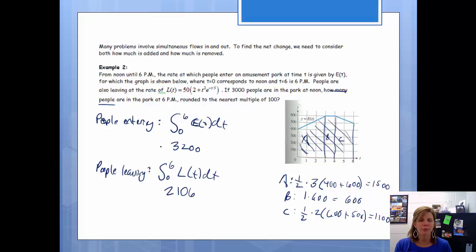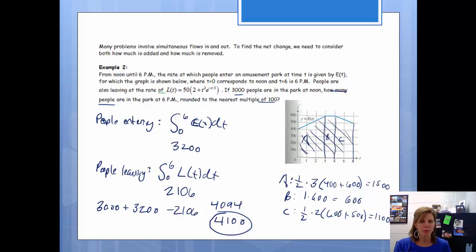So we have 3,200 people entering, we have 2,106 people leaving, and it says how many people are in the park at 6. Well, we need to consider that there were already 3,000 people there to start with. So we had 3,000 people to start with. We added 3,200 with the people entering. We subtract 2,106 from the people leaving. That leaves 4,094 people in the park at 6 p.m. It does say to round to the nearest multiple of 100, so if I round that to the hundreds, it's going to be 4,100 people.